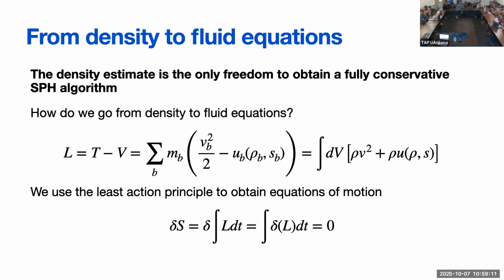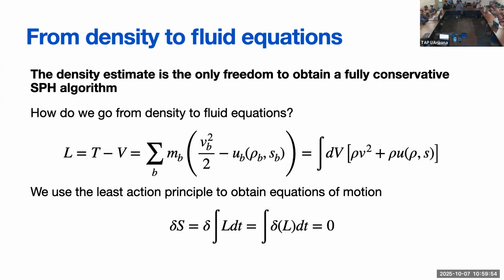A possible way is just to write the discrete Lagrangian of the fluid. So basically we are summing the contribution of each particle inside our domain. This is summing m v squared, so the mass of the particles times the kinetic energy, minus U, which is just the thermal energy contribution. So U_B is the thermal energy and depends on the density of the particle B, and S_B is just the entropy of the particle. And this is basically the discrete version of the continuum Lagrangian.